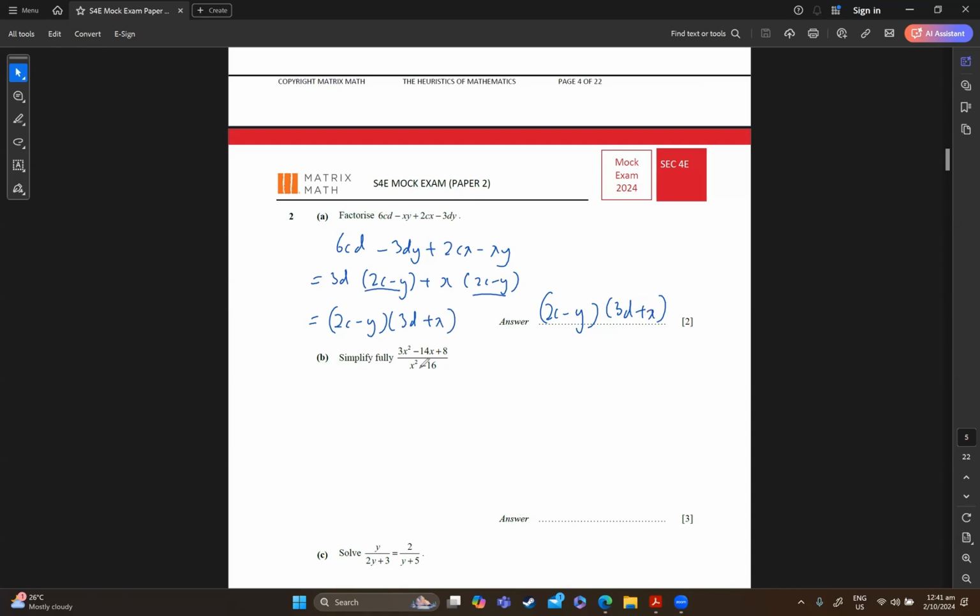Okay, part B. So factorize your numerator, 2x squared minus 14x plus 8. You get (3x minus 2)(x minus 4) over, this is (x plus 4)(x minus 4). Cancel, cancel. Three x minus 2 over x plus 4.